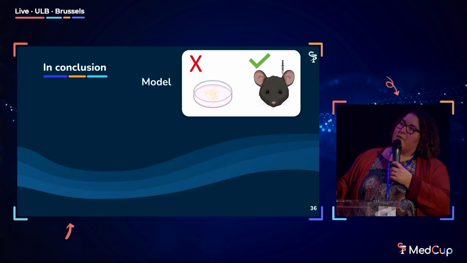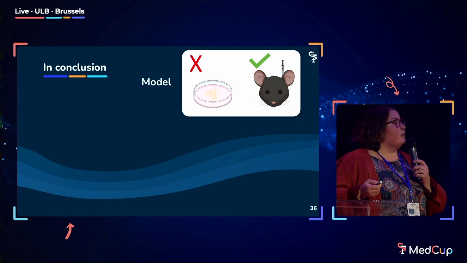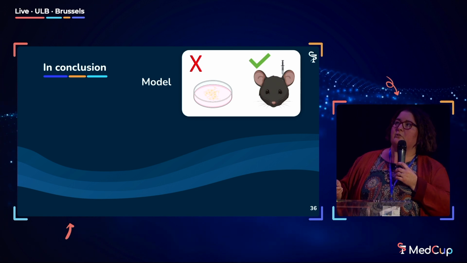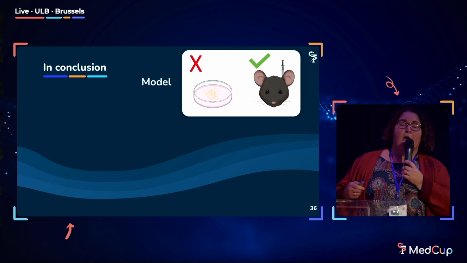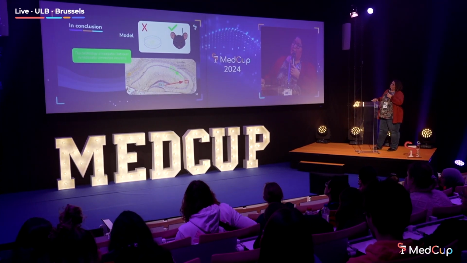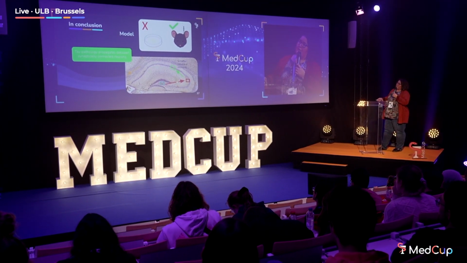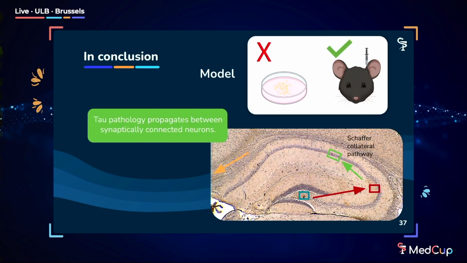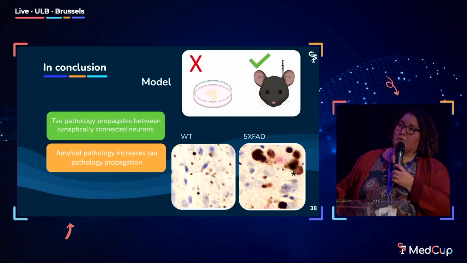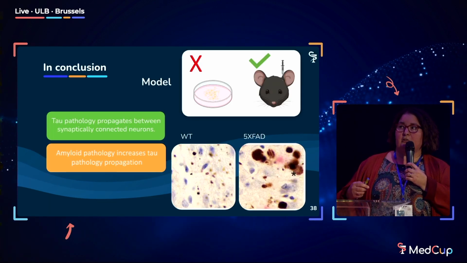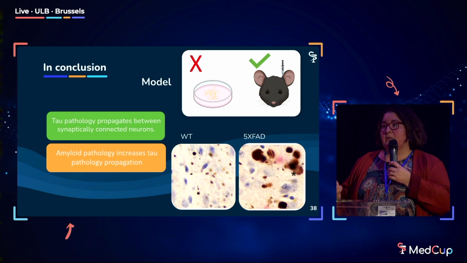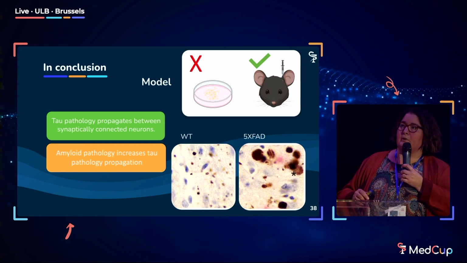In conclusion, we have seen that cellular models are not good models for us to generate tangles. The mice are able to generate tangles if we inject them with the pathological tau. We have seen that the pathology can propagate between synaptically connected neurons. We have seen that the amyloid pathology can strongly increase the pathology formation after injection, and it propagates inside the brain more intensely when there is a presence of amyloid peptide.